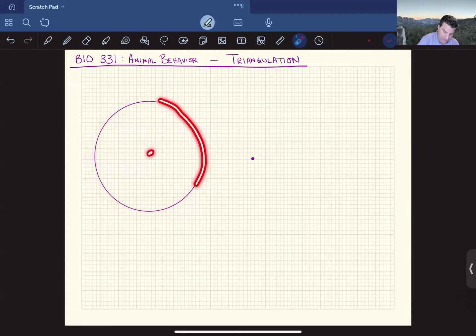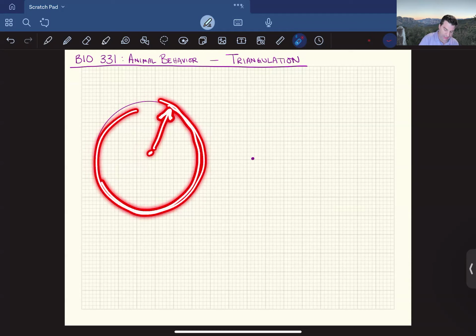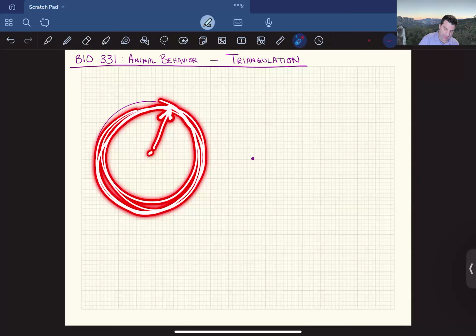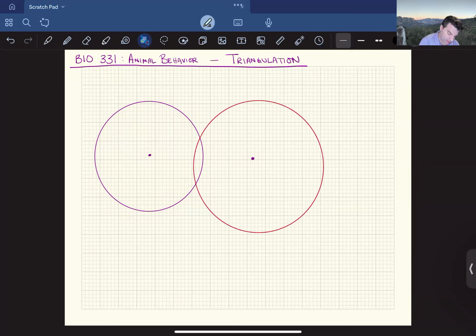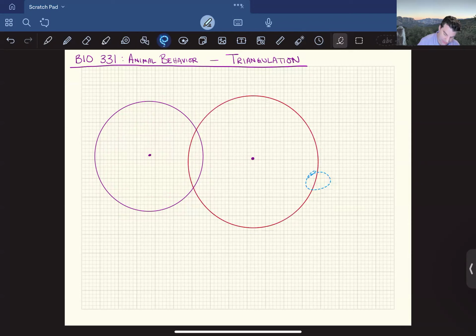So now I have all this ambiguity. All I know is the distance away. I don't know where in this circle it is. And that's what triangulation would like to reduce, that ambiguity. So if I also get a copy of the signal over here, I can play that same game. And I can say, okay, based on how strong it is over here, it is probably in this circle here. So I'll center that a little bit better here.